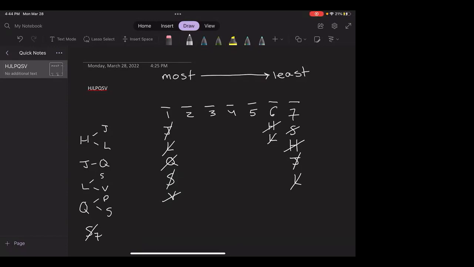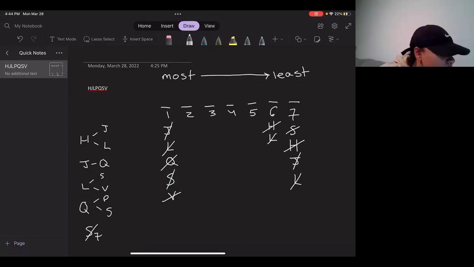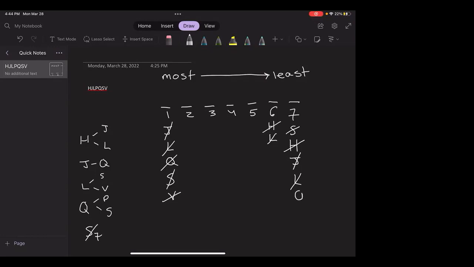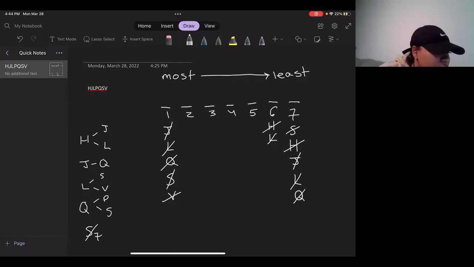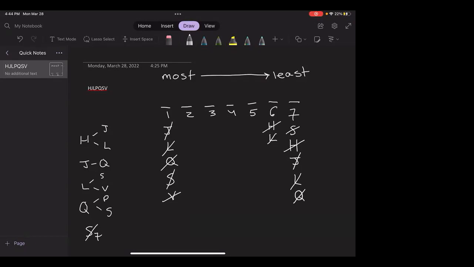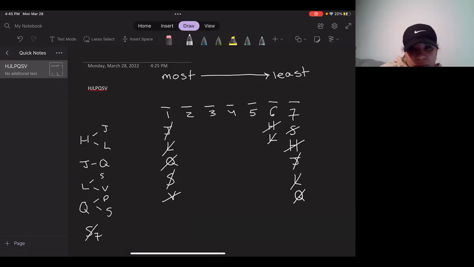Where can't Q go? P and S are each less popular than Q. I would say it can't be last because Q cannot go last, right? Because it has 2 people after it, right? Where else can't Q go? We know it can't go first from our second rule, right? The JQ rule. We know it can't go last because it has 2 people after it, but where else can't Q go? 6, because it has 2. Yes.